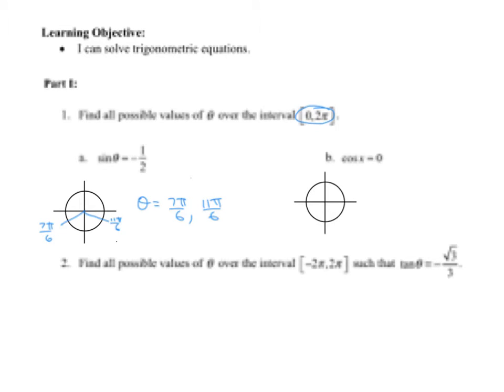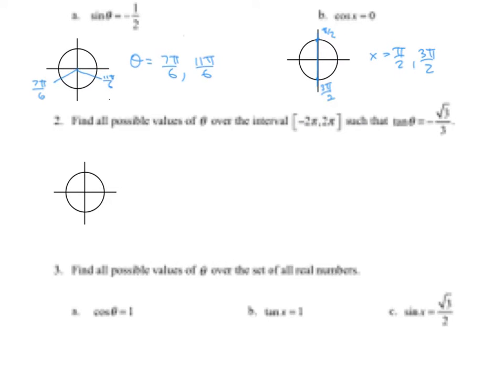And the next one, where does cosine x equal 0? Well, cosine is 0 up at the top, pi over 2, and down at the bottom, 3 pi over 2. So x equals pi over 2, or 3 pi over 2.